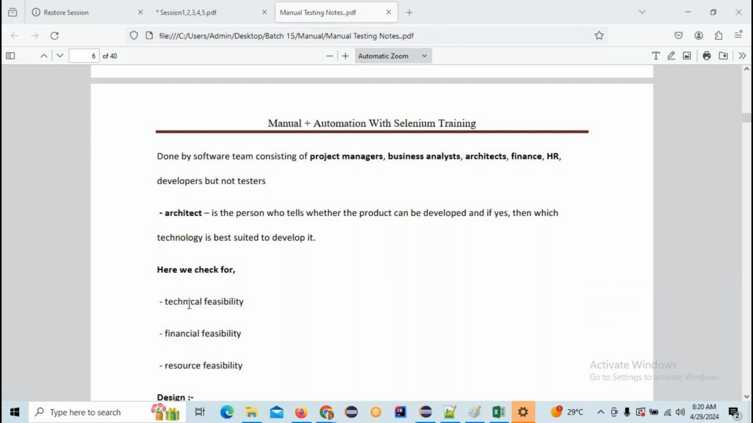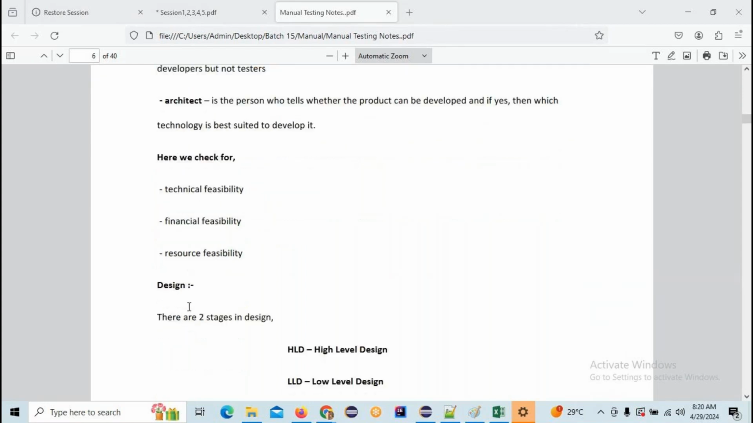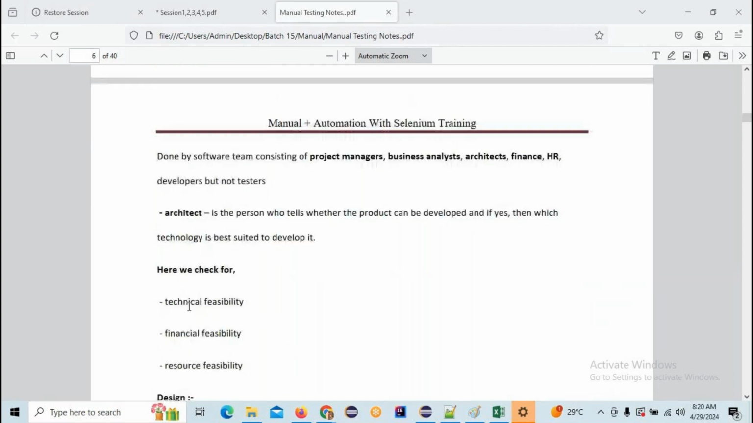Technical feasibility means the architect will tell which technology is suited to develop it. It is the person who tells whether the product can be developed, and if yes, then which technology is best suited to develop that particular project. So which technology is suited, that is called technical feasibility, which is done by the architect. The next one is financial feasibility, which is handled by the finance team.